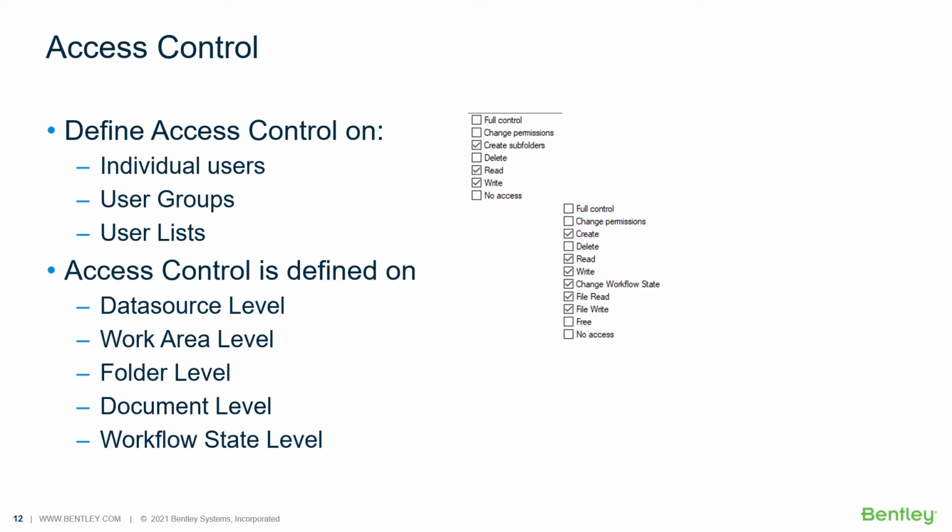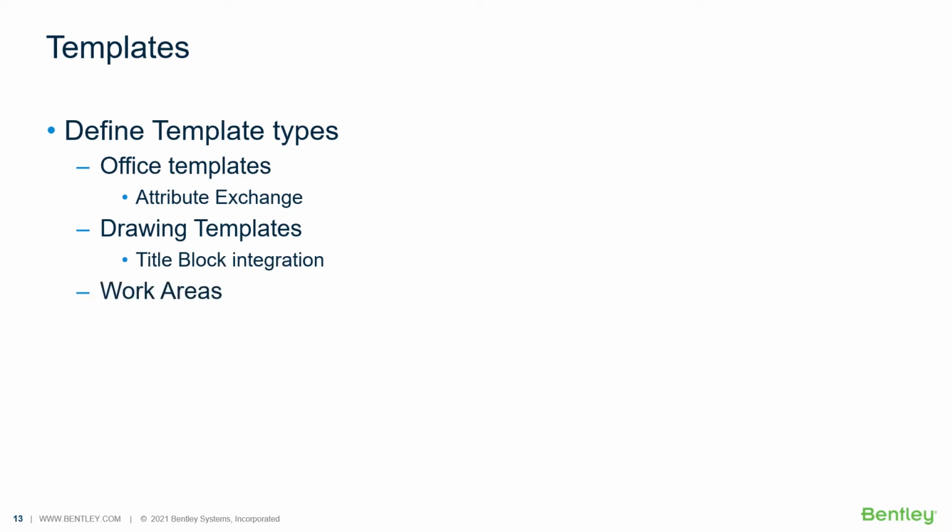We can take all of this and we can create templates. We're going to define the template type. Is it an Office template? We're going to make sure that the attribute exchange is set up for that. We're going to look at your document or the drawing templates, and we're going to do the title block integration. We're going to look at your work areas. On the work area, we're going to set up the folder structure and the access control for you directly from there as well.